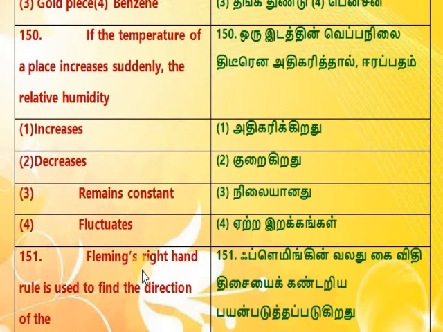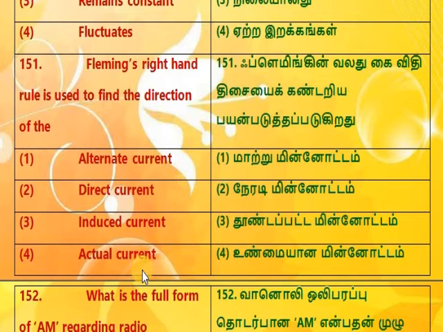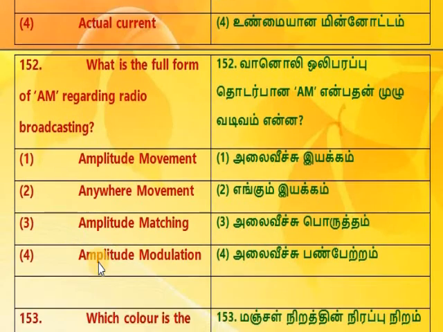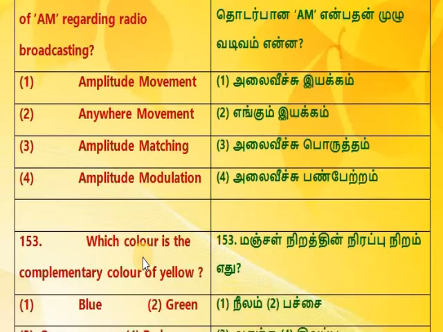4. Fluctuates. 151. Fleming's right-hand rule is used to find the direction of the 1. Alternate current. 2. Direct current. 3. Induced current. 4. Actual current. 152. What is the full form of AM regarding radio broadcasting? 1. Amplitude movement. 2. Anywhere movement. 3. Amplitude matching. 4. Amplitude modulation.